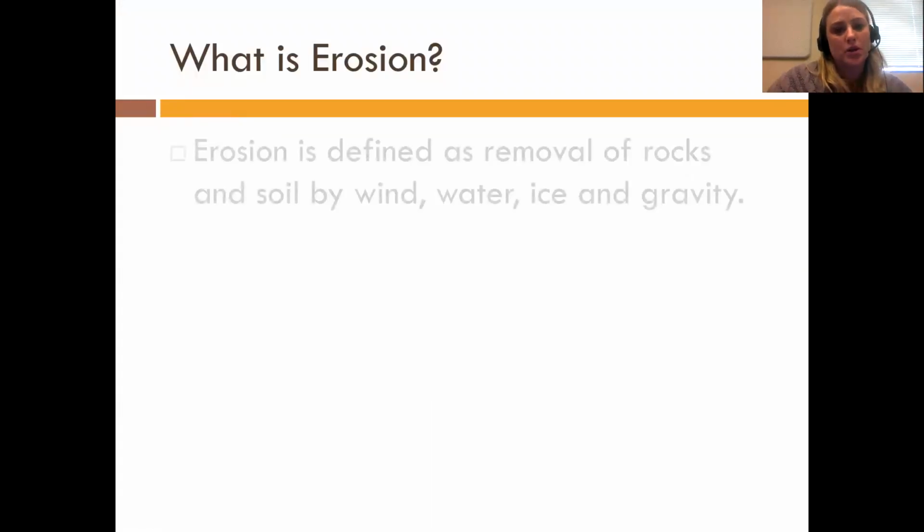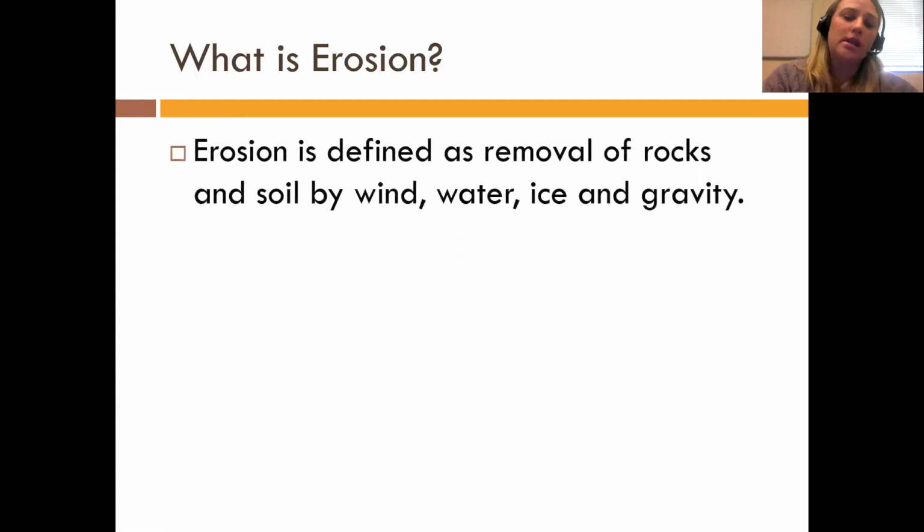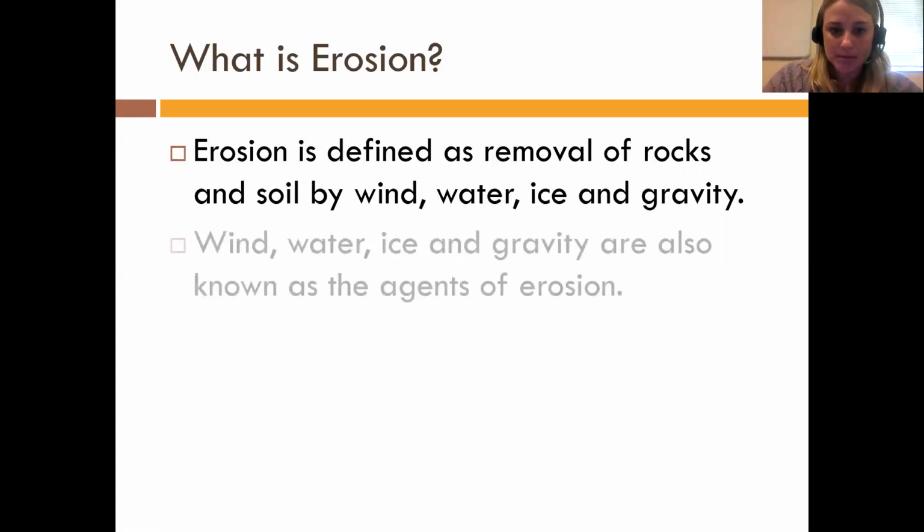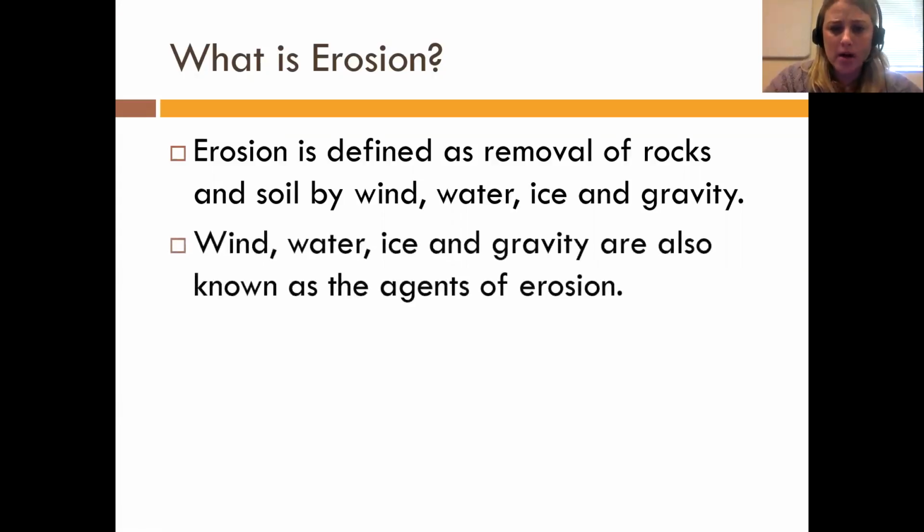So what is erosion exactly? Erosion is defined as the removal of rocks and soil by wind, water, ice, and also gravity. We talked a little bit about the soil movement of gravity in the last lecture from landslides, avalanches, and those sorts of means. But now we're going to go into it a little bit more. So wind, water, ice, and gravity are also known as the agents or the mechanisms of erosion. So how that soil and rock get moved.